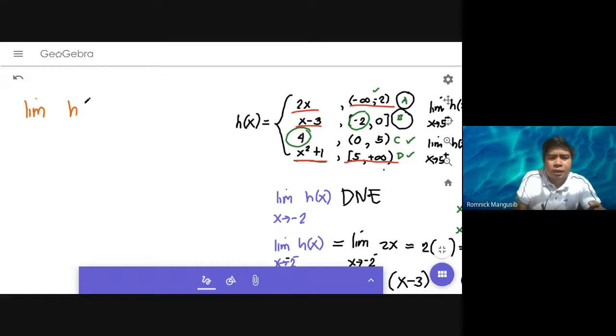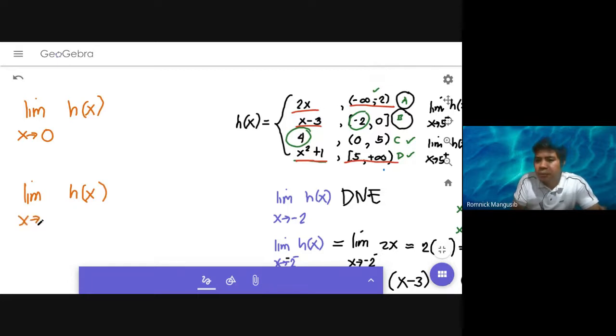What is the limit of h of x as x approaches 0? And what is the limit of h of x as x approaches, let me use 1. Limit of h of x as x approaches 0, and limit of h of x as x approaches 1. I am giving you 1 minute to determine the limits of these two. Take note that one of them may require the left and right.